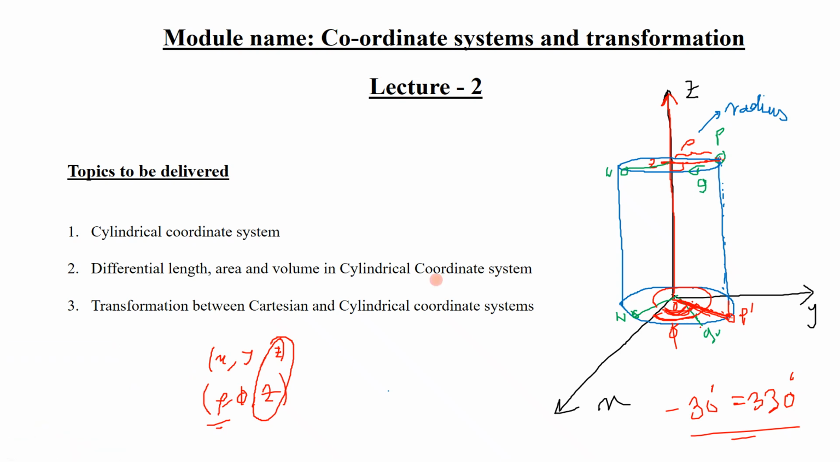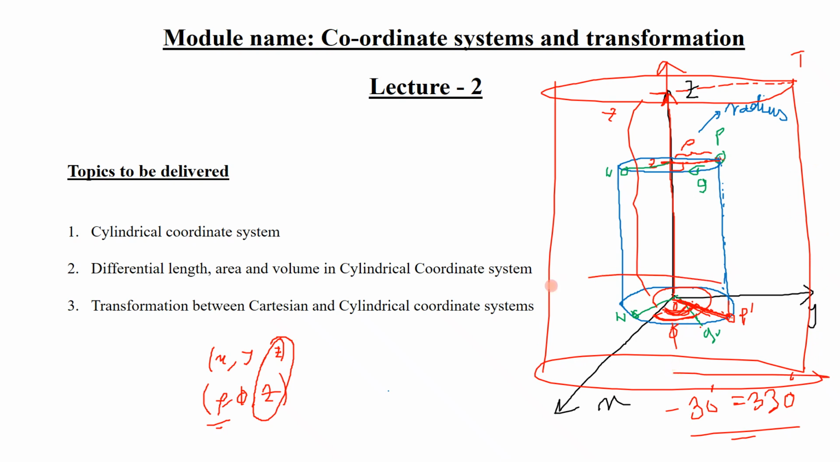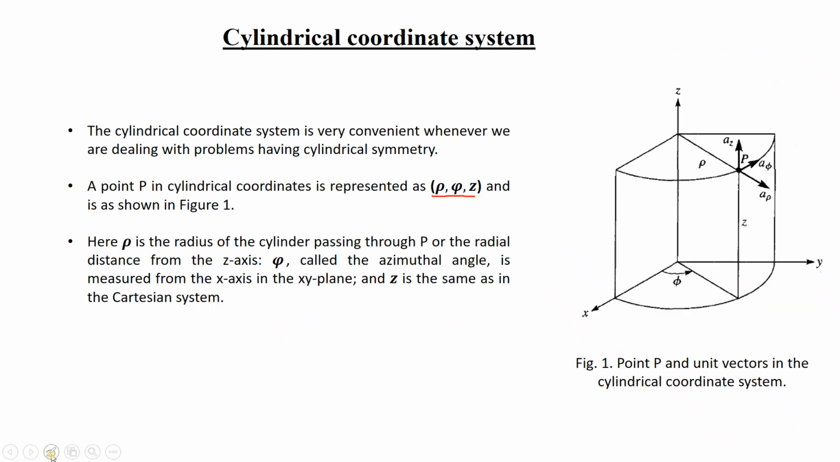Now what if a point is located over here, somewhere over here, suppose point T? What we will do? We will draw a perpendicular line. So we have this height z. We'll draw a cylinder circle like this. So it will be a bigger cylinder, as if it is lying on a bigger cylinder. And we are drawing the mirror image like this, so it will be over here. So what angle it is making with respect to the x-axis, we will have the value of phi. So from here you will have a better idea.